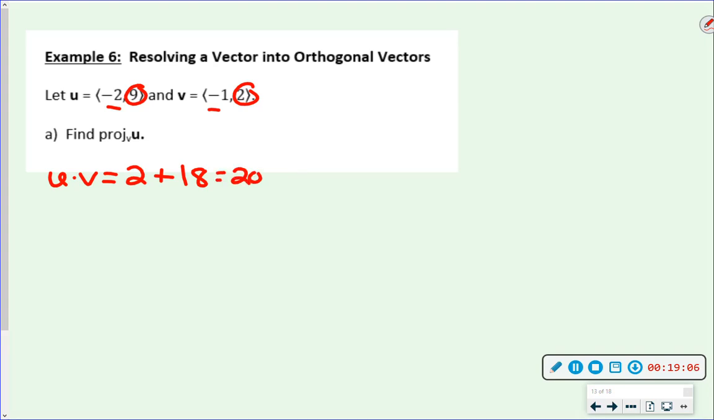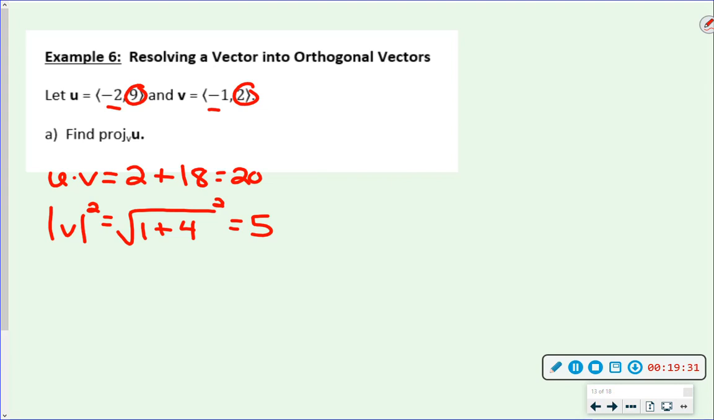So I'm working on the denominator, the magnitude of V squared. Well, the magnitude of V, negative 1 squared, 2 squared. This seems dumb to write this because you're squaring it. Really what happens to the square and the square root? Yeah, they go away. So we end up just with 5. Okay, so we've got our denominator right now.